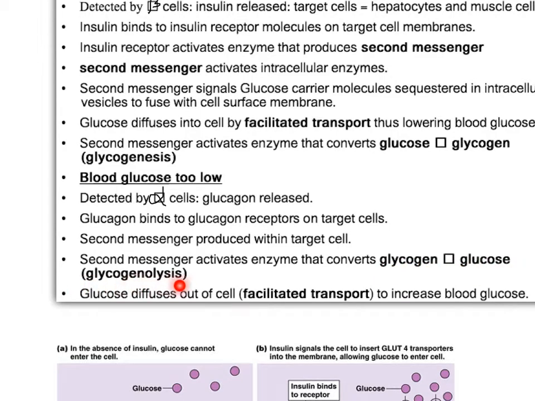That process is known as glycogenolysis, as opposed to glycogenesis, which is the formation of glycogen from glucose. So this is the reverse of glycogenesis. These are key words you should know: glycogenesis, and in this case, glycogenolysis. Then the glucose, once it's produced in the cell, will exit out of the cell by facilitated transport and act to increase blood glucose. So moving on to the next slide.